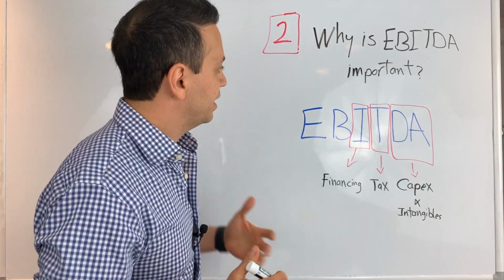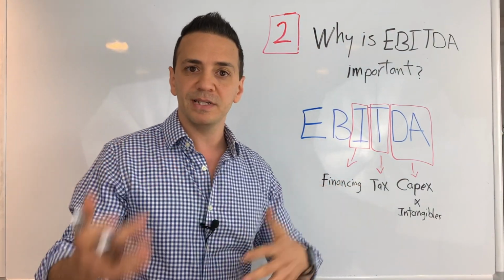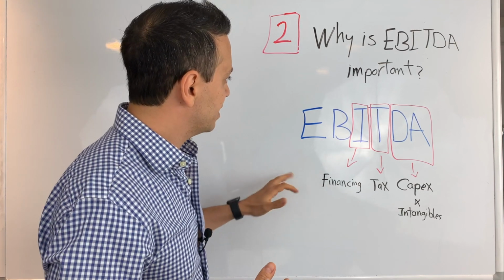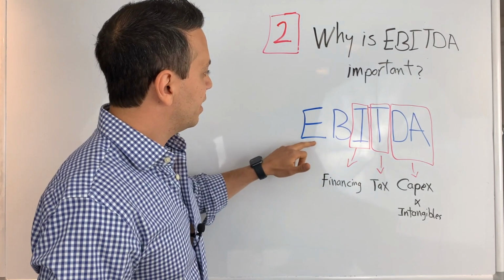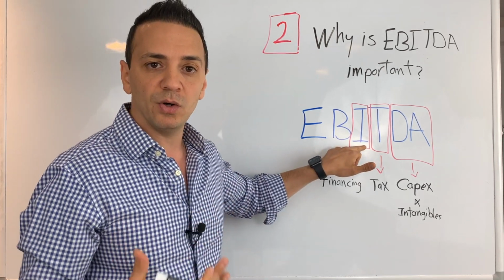And so basically you can then explain that EBITDA removes the effect of certain aspects of the business from the equation. So basically you can break it down. EBITDA is earnings before interest. So interest is typically paid on financing, right?